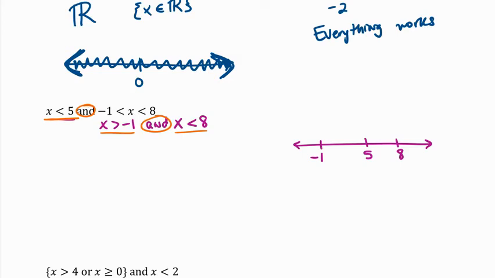So x is less than 5. That's an open circle, and it's going to go to the left. Then we've got x is greater than -1, so an open circle at -1, and that one's going to go to the right because we're greater than. And then x is less than 8, so open circle at 8, and smaller, so to the left, right?